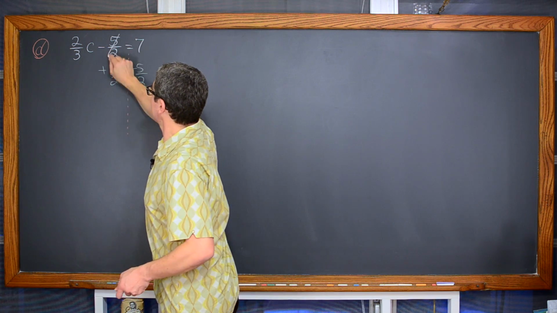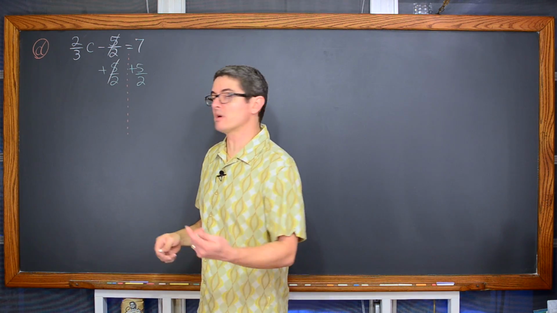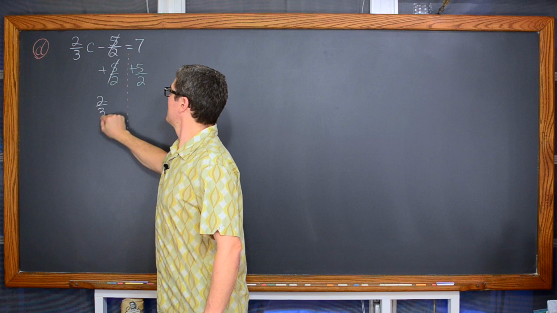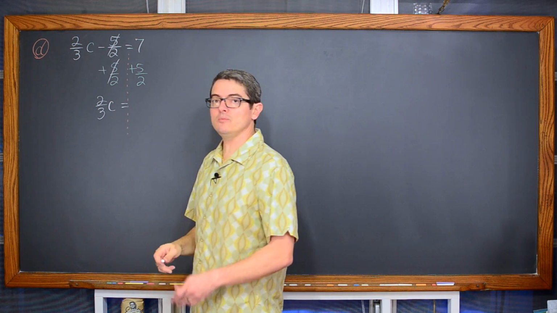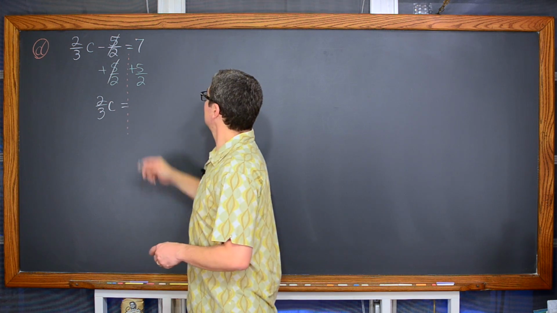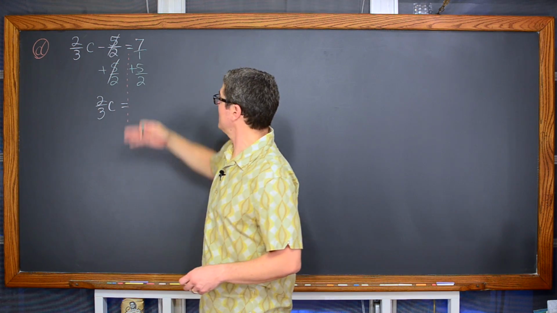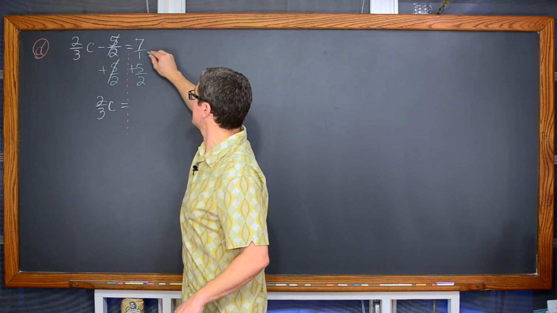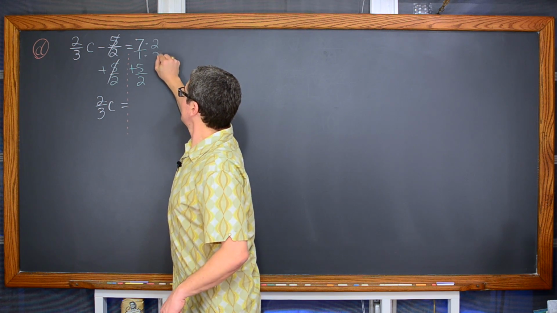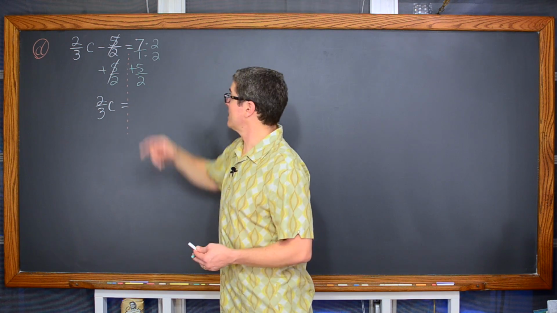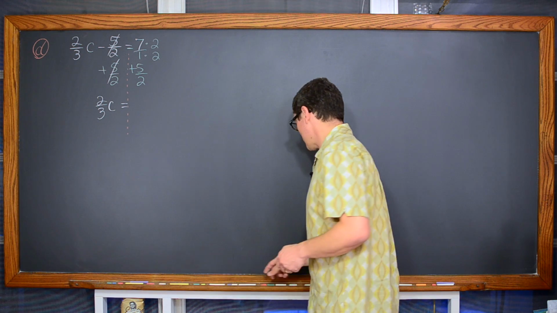The negative 5 over 2 and positive 5 over 2 are going to cancel out. We have 2/3 c is equal to, we need to create some common denominators, so let's put that 7 over 1 again. Pretty nice denominators here. We're going to multiply the numerator and denominator by 2, again, that 2 over 2 canceling each other out to be just 1.